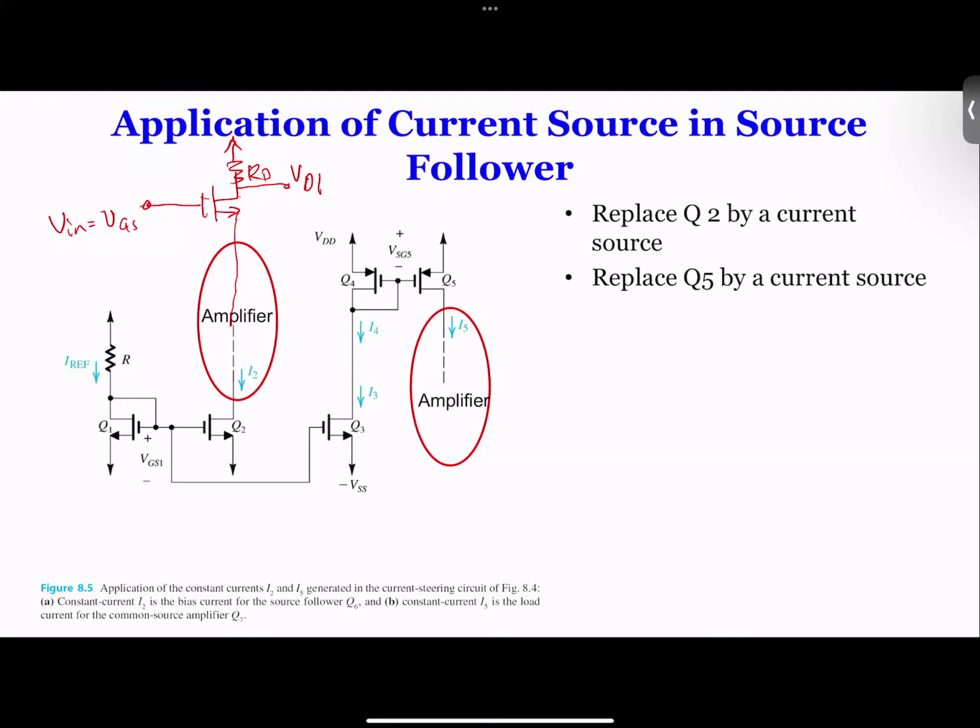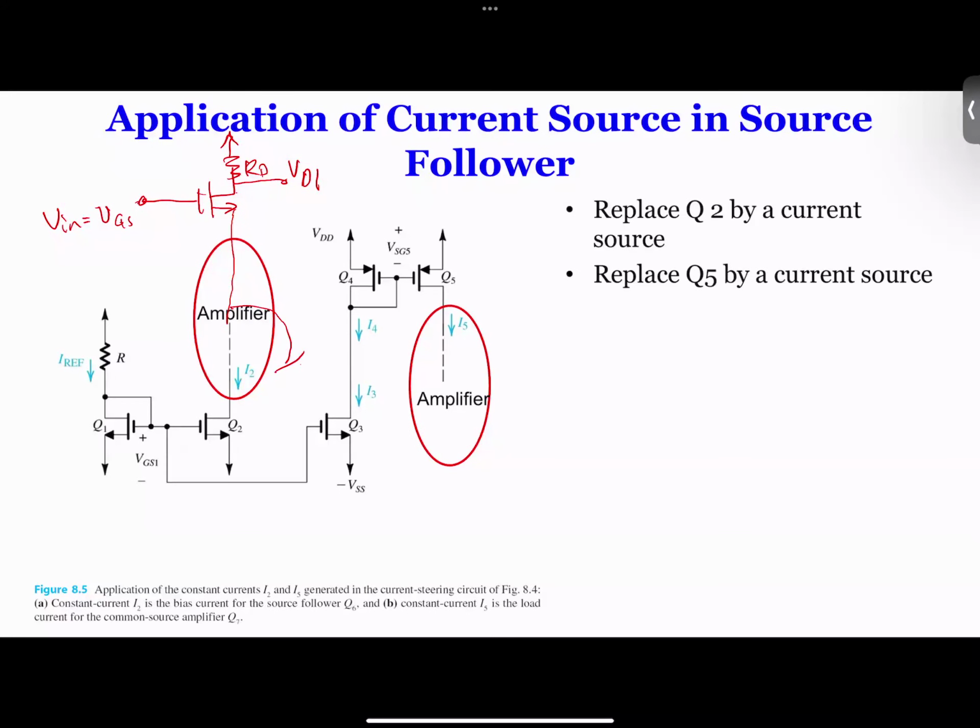We can put a capacitor. For DC, there's the current source, which does the biasing. For AC, this is going to be a short circuit, so everything here becomes a short circuit for AC. So your whole circuit becomes an amplifier. So this is a truly common source amplifier.